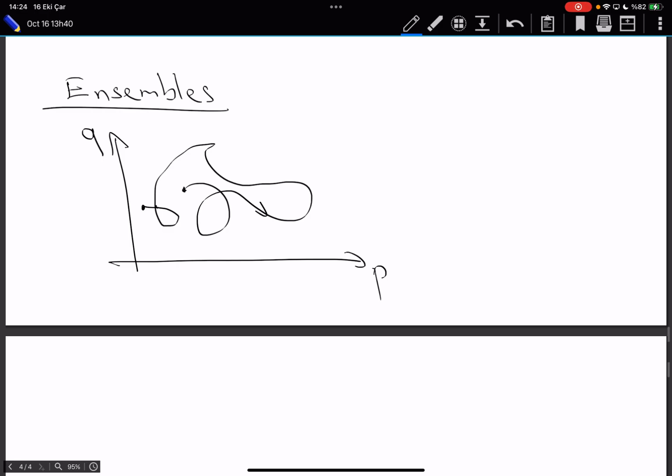During that time, the system will be changing all around the region. So what you are actually measuring when you make a measurement will be an average over time. So a measurement will be some kind of an average over time.